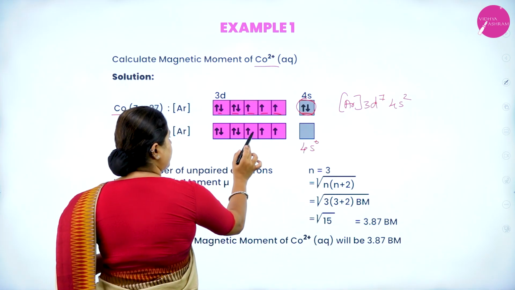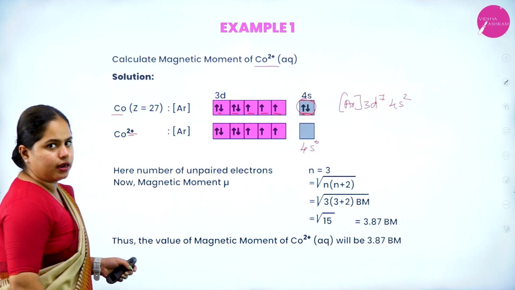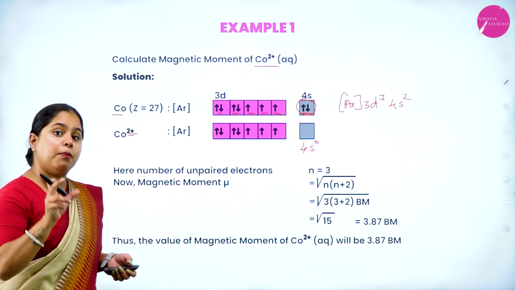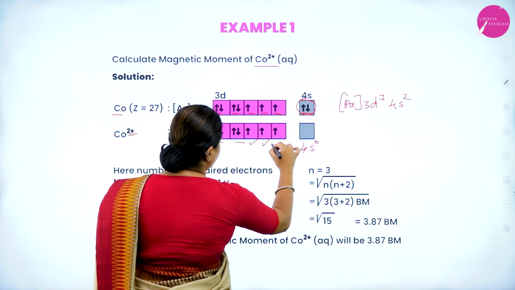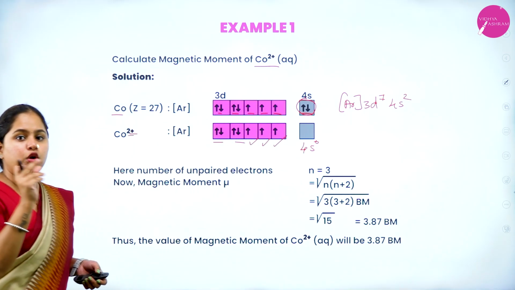You have 1, 2, 3, 4, 5, 6, 7. Right, 7 electrons are there. So now we have to calculate the number of unpaired electrons. These two are paired, these two are paired. So you have 1, 2, 3. 3 unpaired electrons. So the value of n is 3.